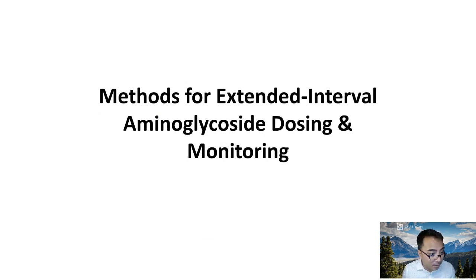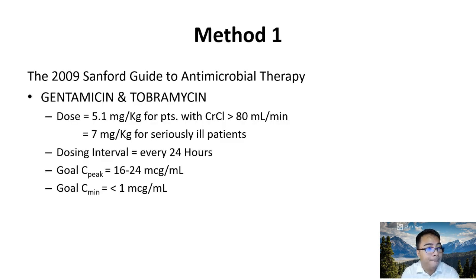There are 3 methods all in all, but the usual one we use, class, is method 1. This one, the 2009 Sanford Guide to Antimicrobial Therapy. It's easy, class. Okay? What we will do is dose per kilogram body weight. For gentamicin and tobramycin, our dose would be 5.1 mg per kilogram body weight for patients with creatinine clearance greater than 80 ml per minute. If it's greater than 80 ml per minute, that's fine.